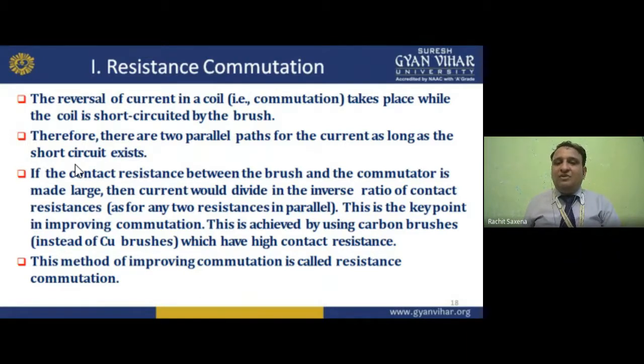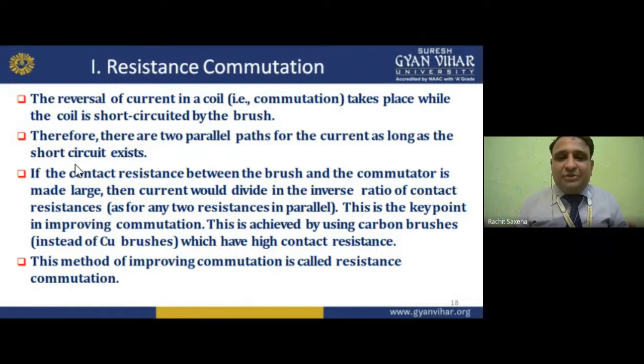If low current will flow, or no current will flow, see, no current means there will be no sparking, and a low value of current will flow. So this sparking is very less. I hope you understand. Now, this is achieved by using carbon brushes instead of Cu brushes, meaning copper brushes, which have high contact resistance. Which have what? High contact resistance. Now, this method of improving commutation is called resistance commutation.